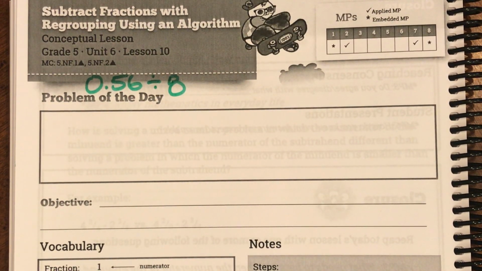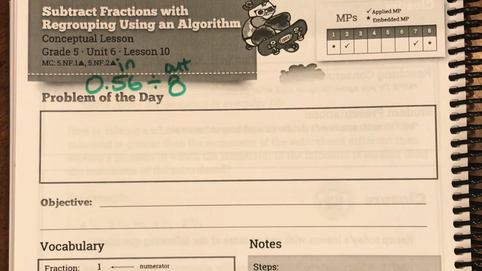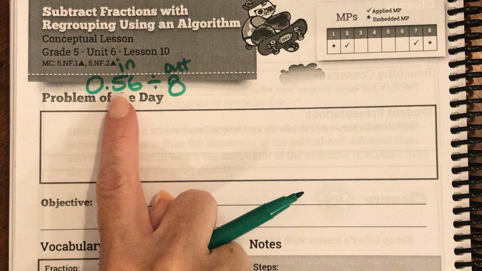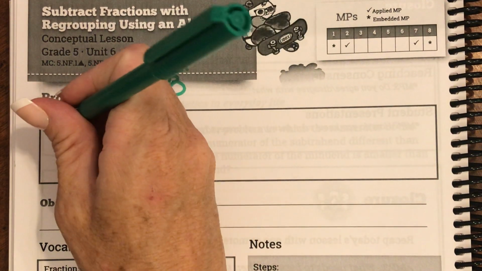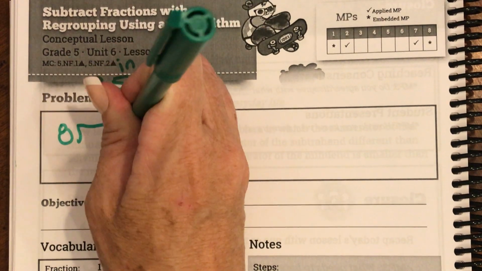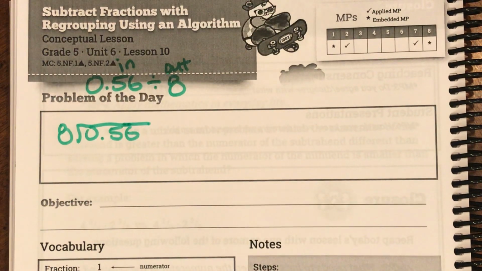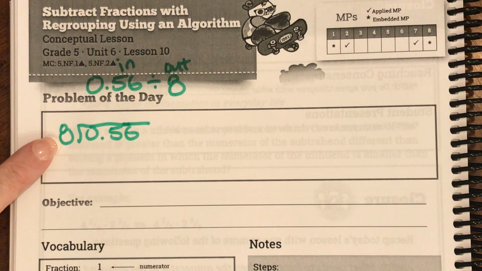Okay, so what I like to remember is this in and out idea that the first number is my dividend and it goes inside, and then the second number is my divisor and it goes outside. So I'm going to put 8 outside and 56 hundredths inside.